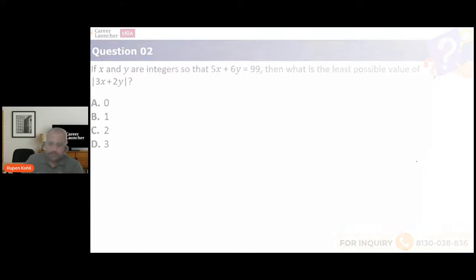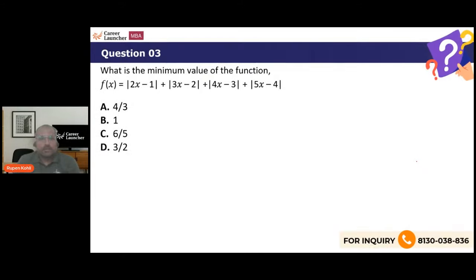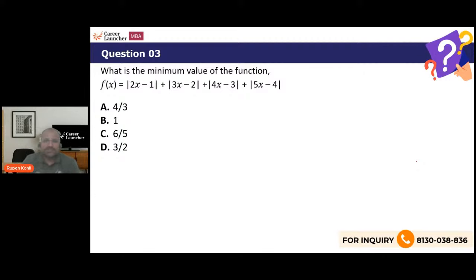All right. Now, next one. Another question on minimization. What is the minimum value of the function f(x) equals this, a summation of 4 modulus terms? Each input inside the modulus is a linear function of x.